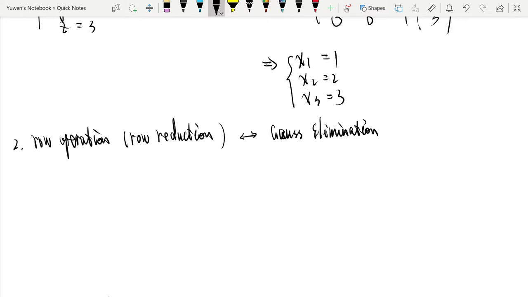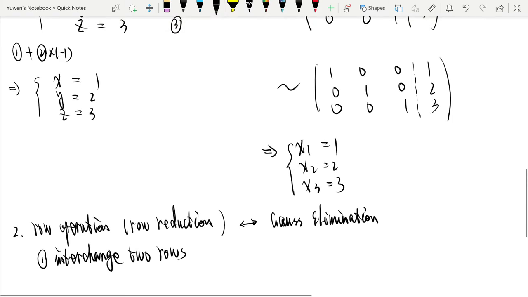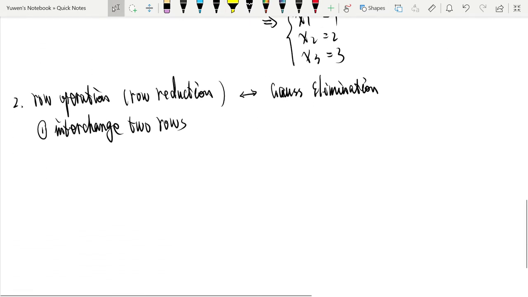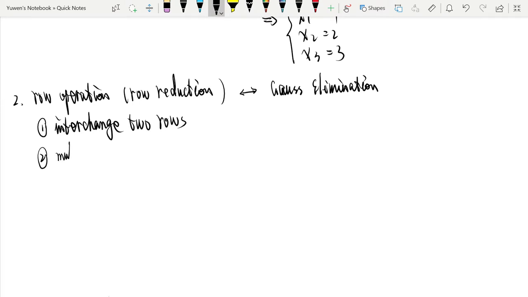What is a row operation? There are three types of row operation. The first one is to interchange two rows. For this example, we didn't interchange two rows. The second is to multiply one row by a non-zero number.